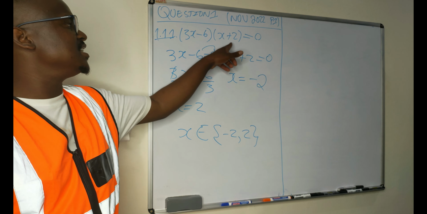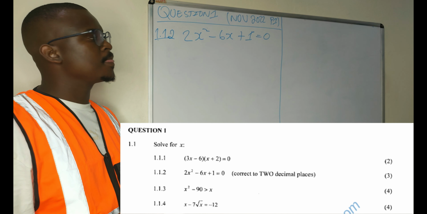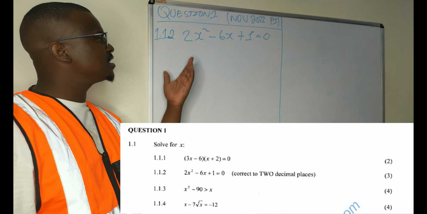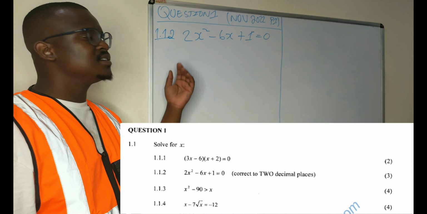Let's go to the next one. So solve for x here as well: 2x squared minus 6x plus 1 is equal to 0, correct to 2 decimal places. Correct to 2 decimal places means this doesn't have nice rational factors. So let's use the quadratic formula straight away.